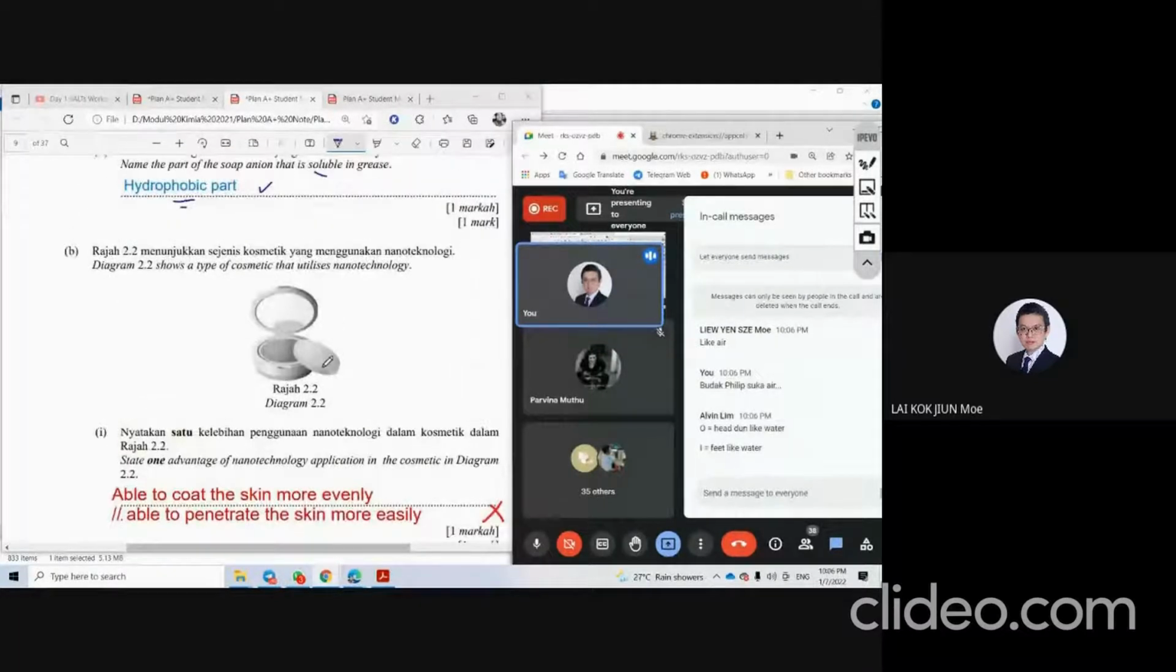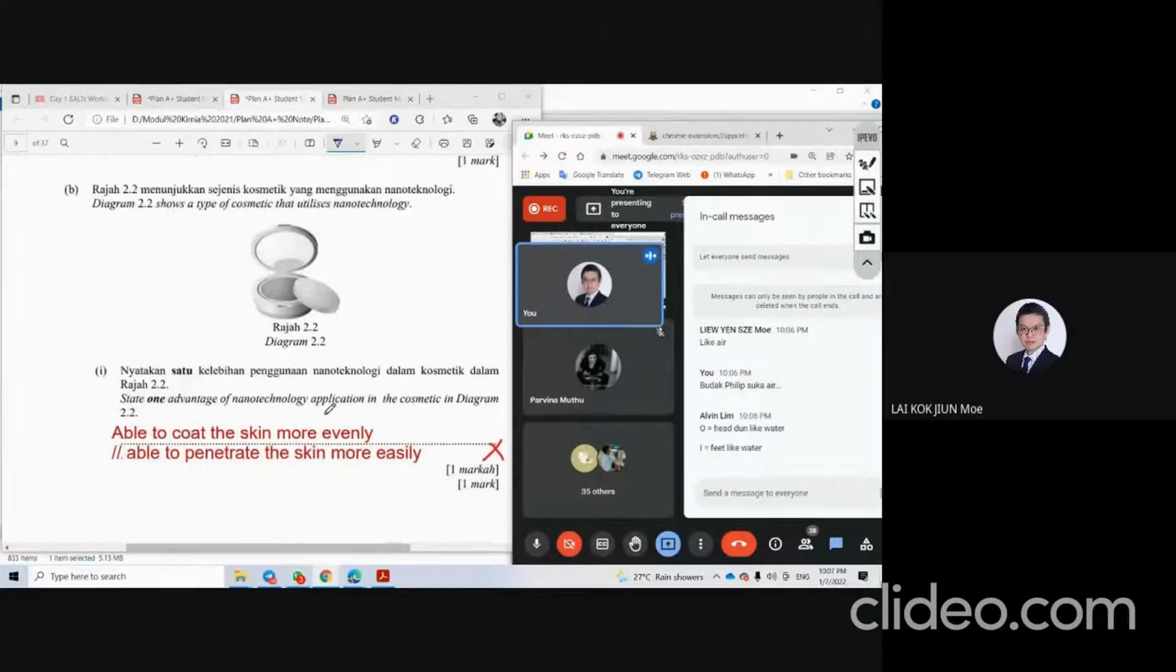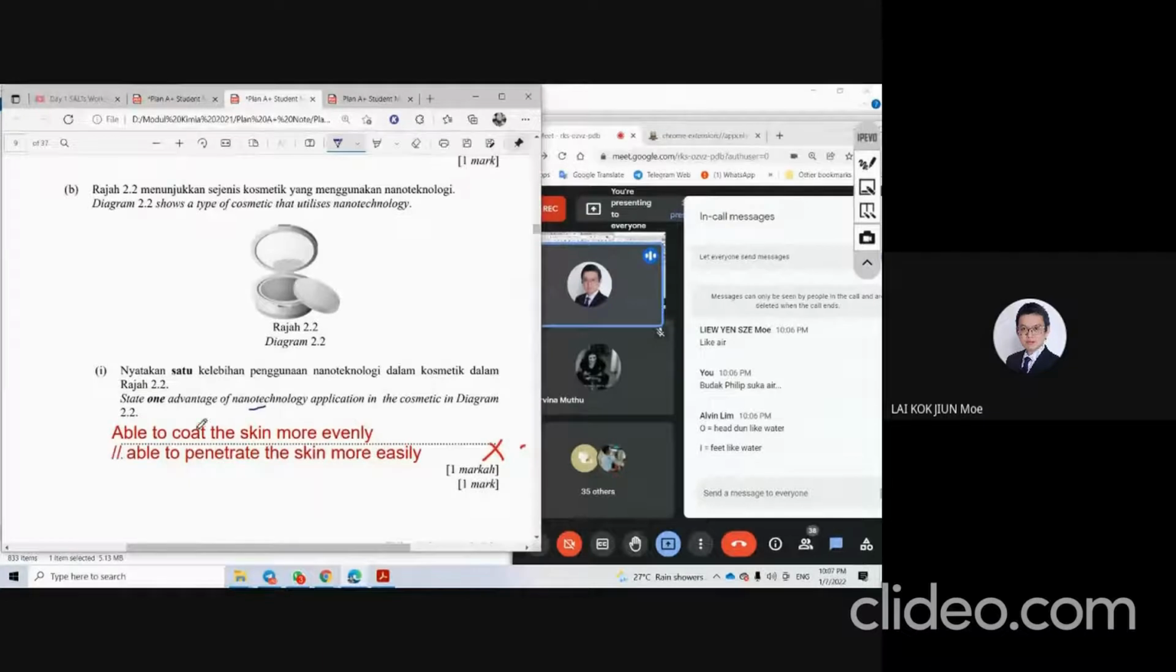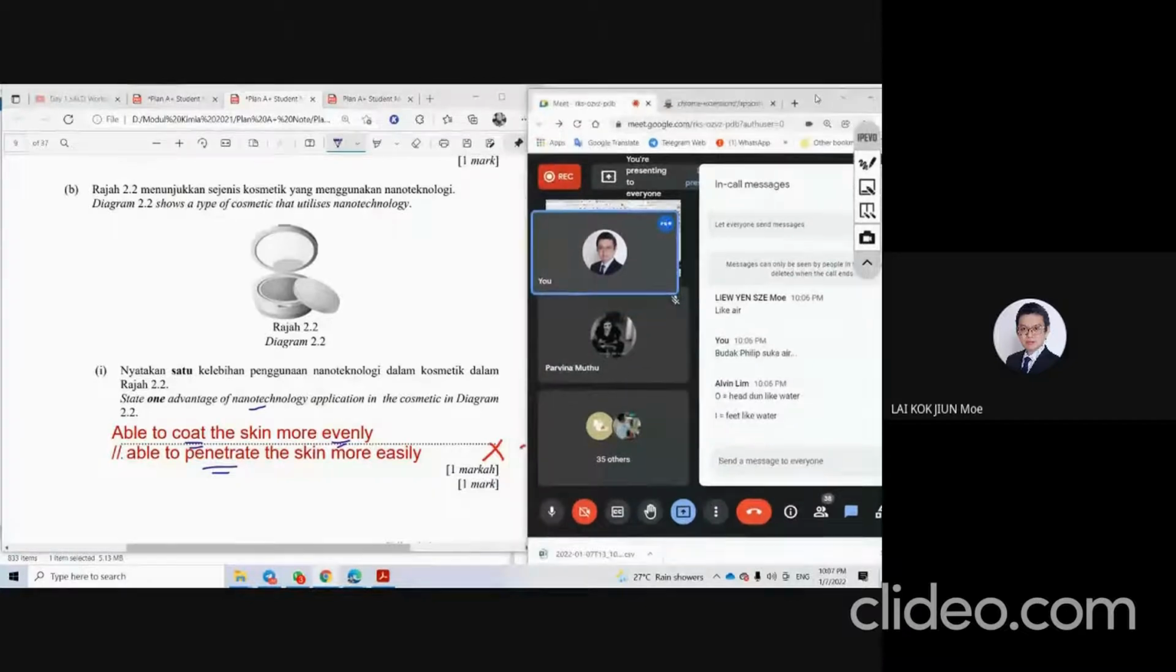Okay, this one is the nanotech in cosmetics. So you see, the benefit of nanotech is that it can coat the skin more evenly. So good, able to penetrate the skin more easily. Okay, the keyword is penetrate, very good. Coat, it spreads nicely. It can enter our skin, our cells, because it is very small, its size is very small. So if you can be more specific then good.